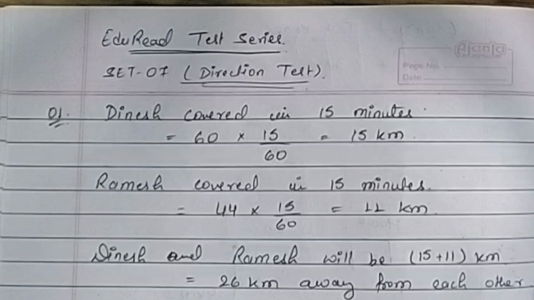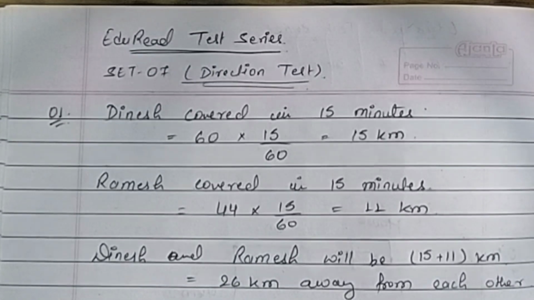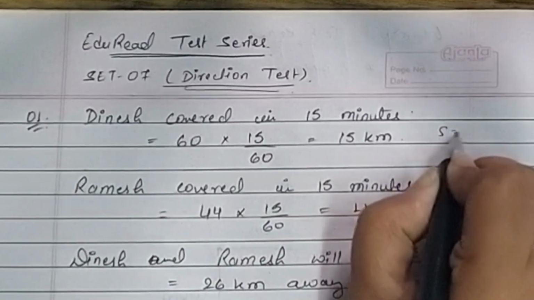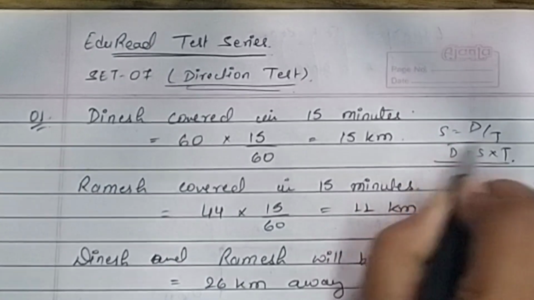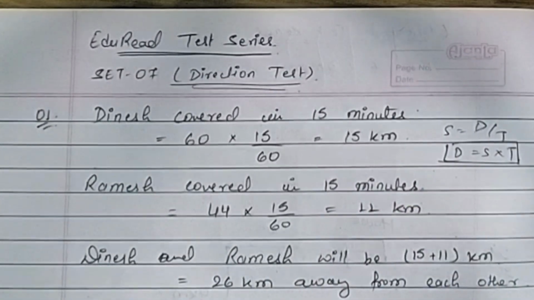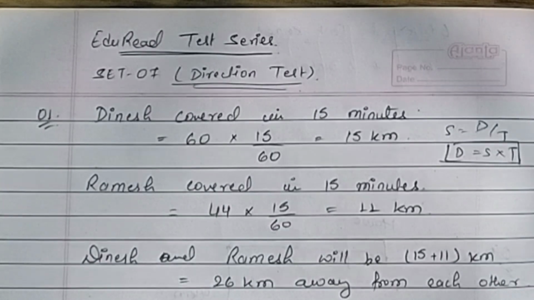kilometers. So basically the speed of Dinesh is 60 kilometers per hour and speed of Ramesh is 44 kilometers per hour. And we have to find what will be the distance between Dinesh and Ramesh after 15 minutes. So we have time and we have speed. So by using that we can calculate distance by using the formula speed is equal to distance by time. So distance is equal to speed into time. By using this we will find the distance.